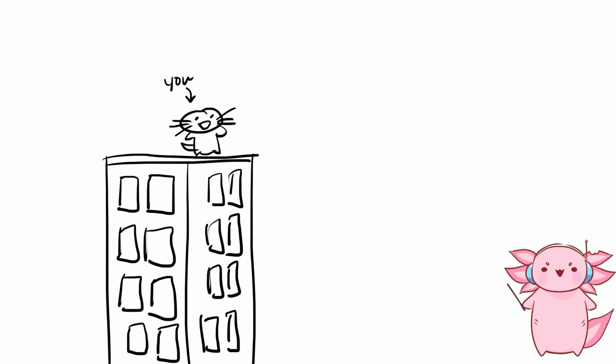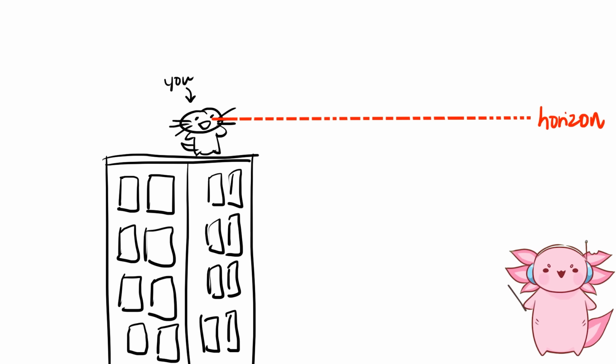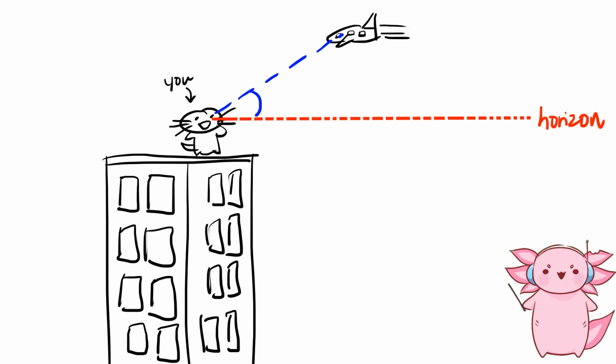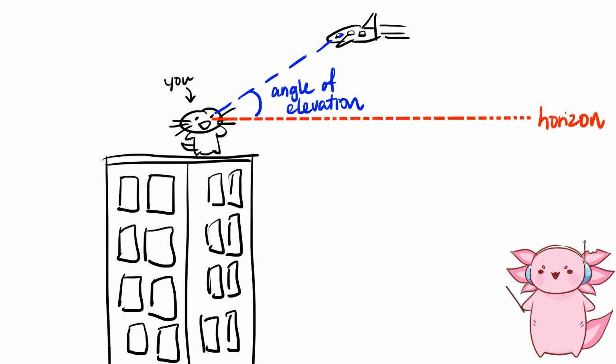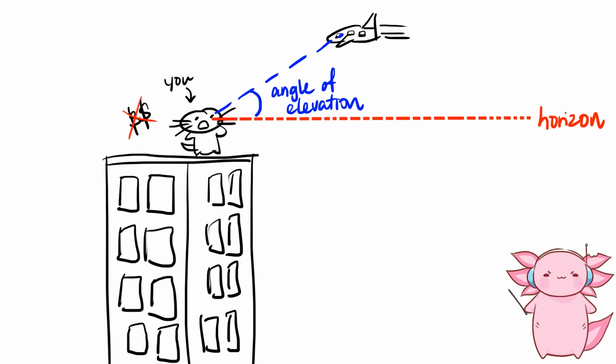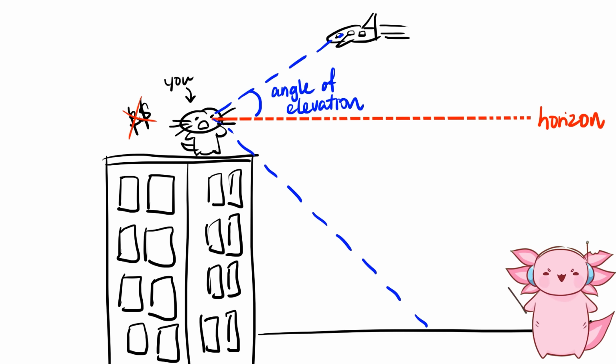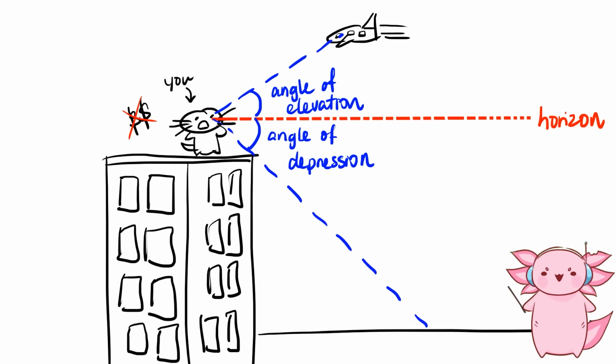So imagine you're standing on top of a building and you look into the horizon, so that's your horizontal. You look up and see a plane. So this angle between the horizontal and the plane is called the angle of elevation. Now you also realize that you're too broke to go on holiday, so you feel the wave of depression. So you look down, and this here is the angle of depression.